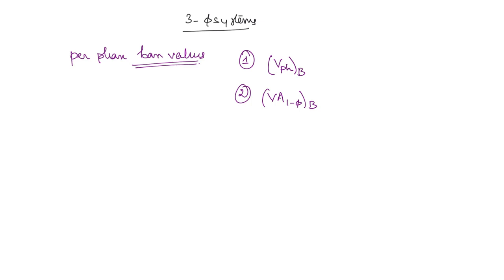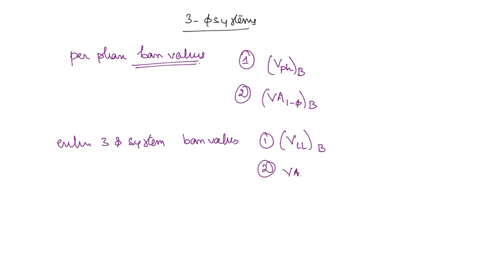If you are taking the whole entire three phase system, base values, this is going to be what? VLL, the line to line base voltage, and next is VA three phase base. Okay, now how are these related to each other? They are definitely not equal. The per unit values are equal, but the base values are not equal, the actual values are not equal, right?